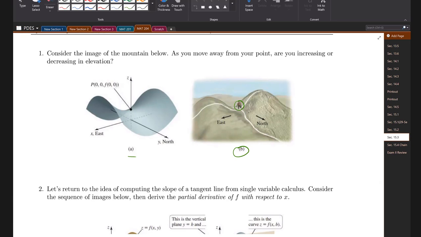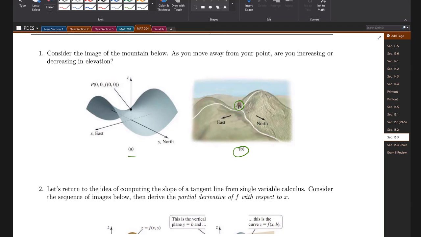And as you move away from this point, let me ask the question. Are you increasing or decreasing in elevation? If you move away from where you're currently standing, are you going to increase in elevation or decrease in elevation? It depends what direction. Yeah, let's not try too hard with this. It depends on which direction you're heading, right?